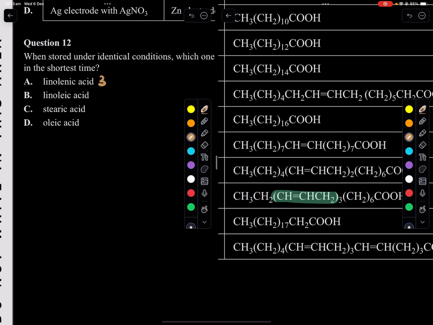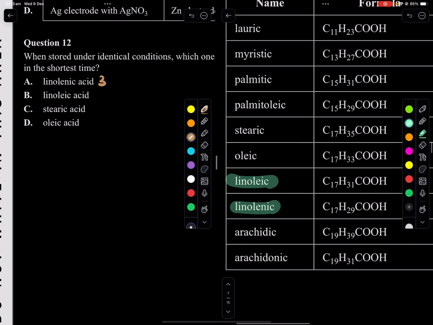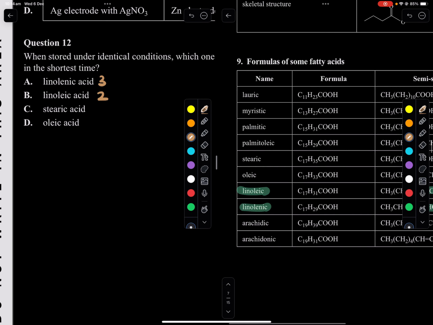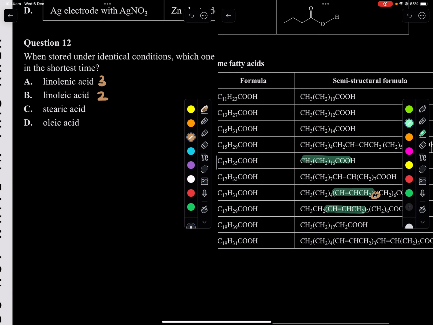Okay. The next one is linoleic acid, which is this one over here, and it has 2 double bonds. And what about stearic acid? I hope I'm saying those right. Stearic acid has no double bonds. So okay, this one's not going to go for oxidative rancidity.